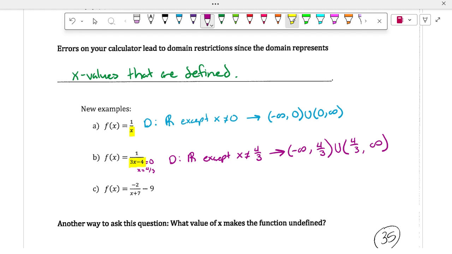All right, last one. Same thing. Just set that denominator equal to 0. So x cannot equal what? Yeah, -7. So your domain is all real numbers except x cannot equal -7. In interval notation, it's from negative infinity to -7, union -7 to infinity.